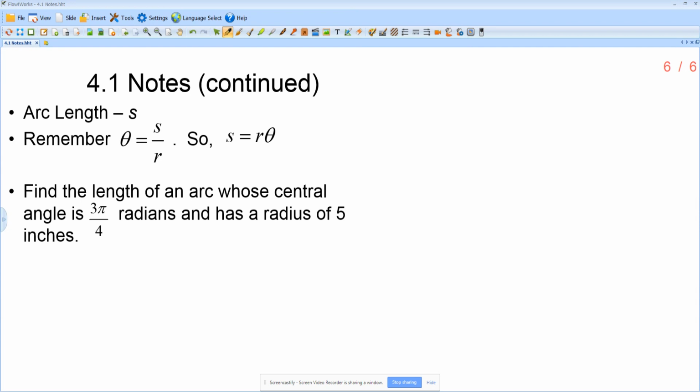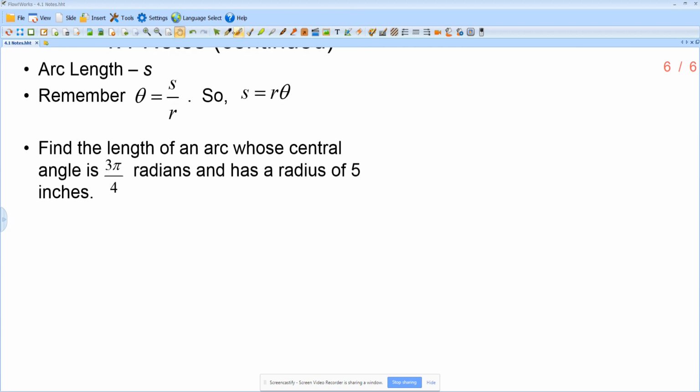And then last but not least, arc length. So we talked about in the day 1 notes, remember that theta is equal to s over r, which means if I were solving for arc length, but in terms of radians, I would have s is equal to r times theta, and just multiplied by r on both sides. So if I had a question that said, find the length of an arc whose central angle is 3 pi fourths radians and has a radius of 5 inches, I'm finding the length of the arc. So I'm solving for s.